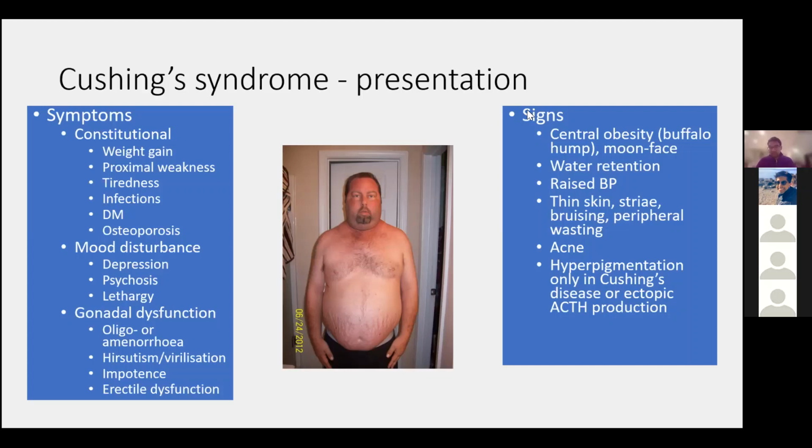Okay, so someone's asked what's the main difference between Cushing's syndrome and Cushing's disease. All that Cushing's disease means is that the cause of the Cushing's is a pituitary tumor. So if it says Cushing's disease, that means there's a pituitary tumor that's causing it. Any other cause will be classified as Cushing's syndrome.